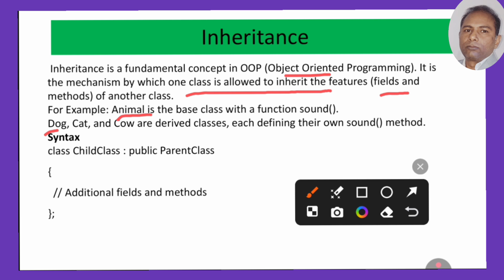Now, how can we apply inheritance? For example, we want to inherit some features of the parent class into the child class. So we will make one class, that is the child class, and then we put the colon, then we write the access specifier, then we write the name of the parent class. Then inside the curly braces we write the body of the child class. So like this, we can inherit the features of the parent class into the child class.